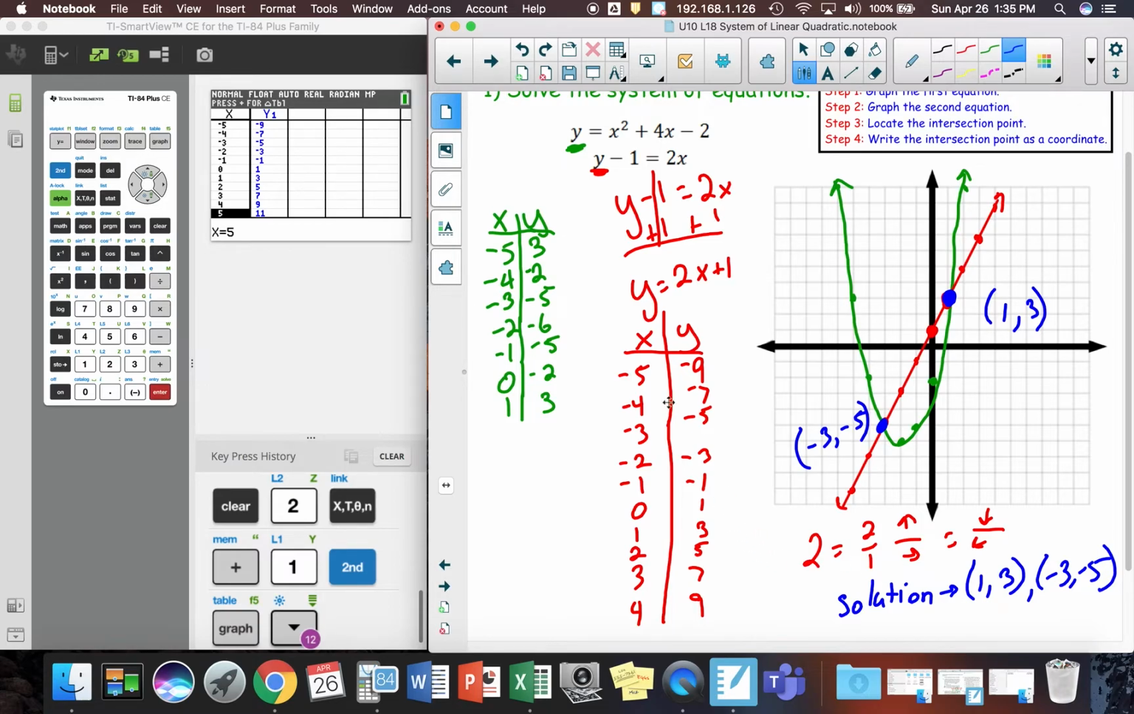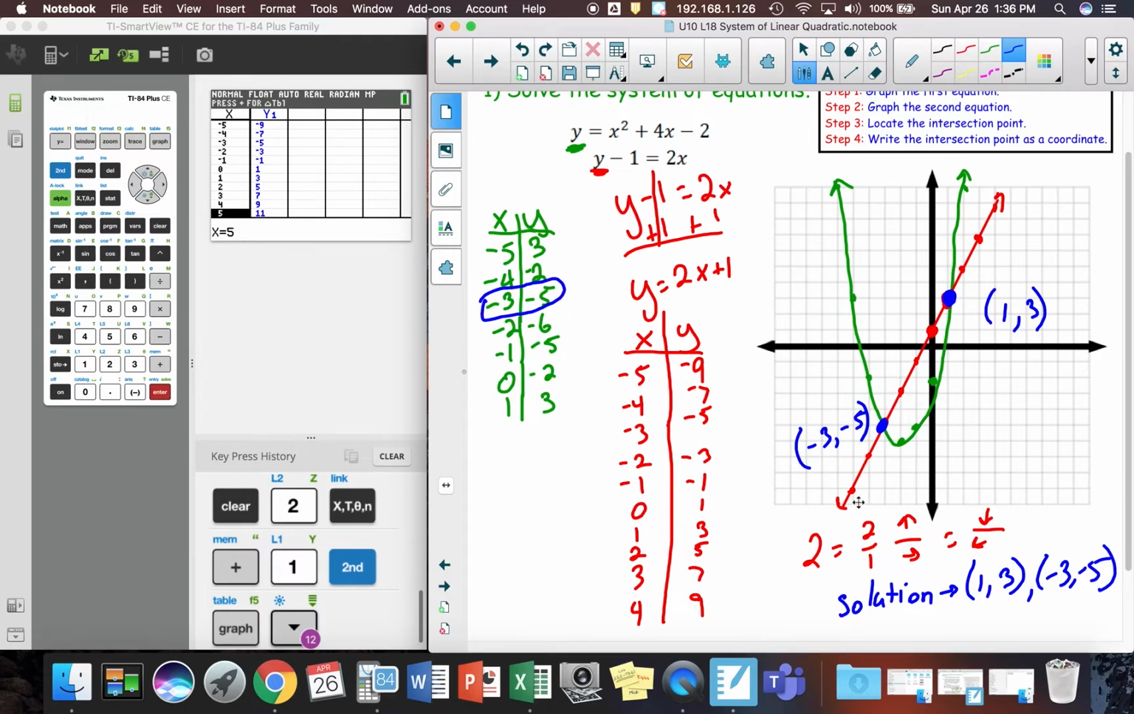Now, we wrote out the table. We took all of the steps in order to write out this table. We can also compare the two tables and see where they intersect as well. So if I look here, I look at -5 and -5. They don't have the same y value. -4, -2, we have -4, -7. That doesn't work. -3, -5, -3, -5. There's our first solution right here based off of the table.